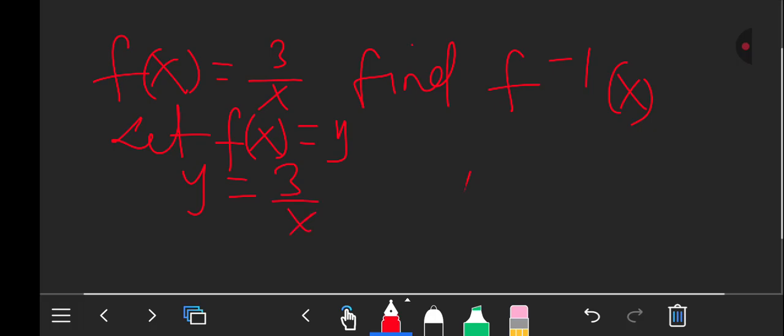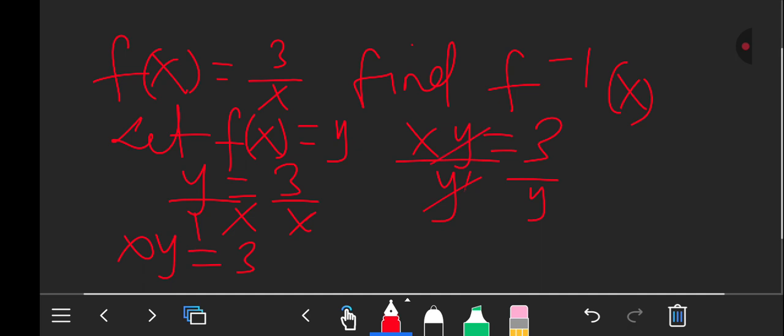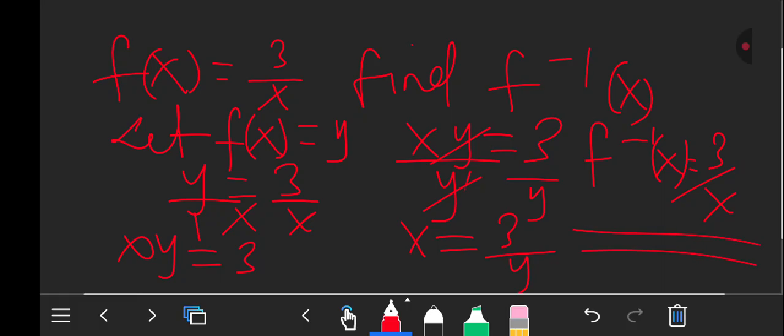Then according to the second step, you make x the subject. So I'll cross multiply, so I'll say xy is equal to 3. Since I have xy is equal to 3, to make x the subject, I'll divide by y on both sides. So x is equal to 3 over y. To find f inverse of x, where there is y, I'll substitute x. So it is 3 over x. So that is f inverse.